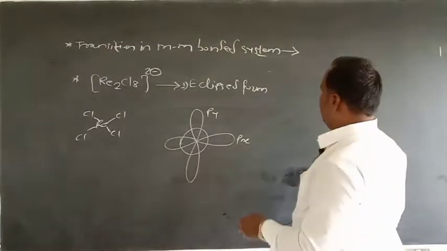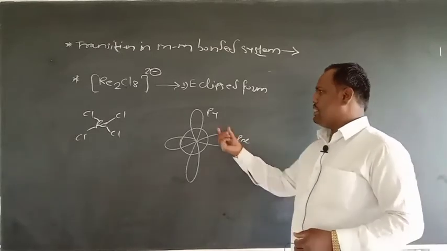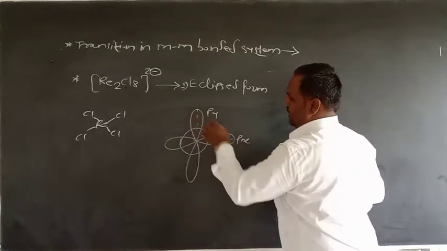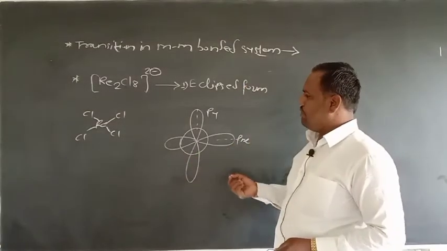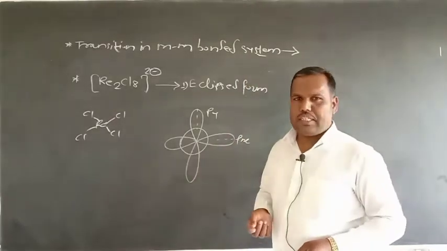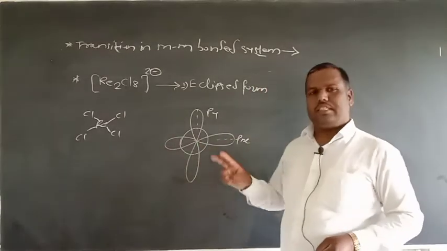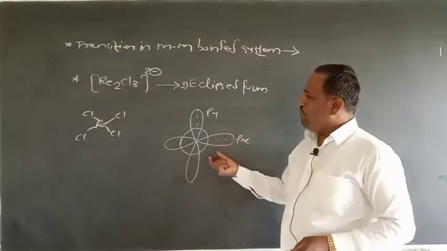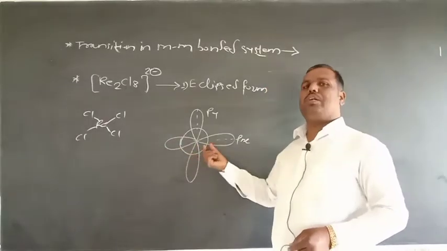If you consider the shape of the orbitals, px and py are along the axis, so we require a d orbital which lies along the axis. We know that only the dx square minus y square orbital and the dz square orbital lie along the axis. So out of the two, one of them is involved in the hybridization, that is dsp2 or sp2d.